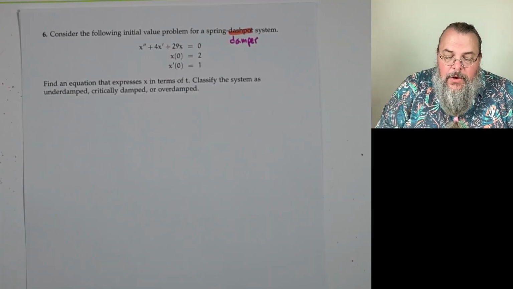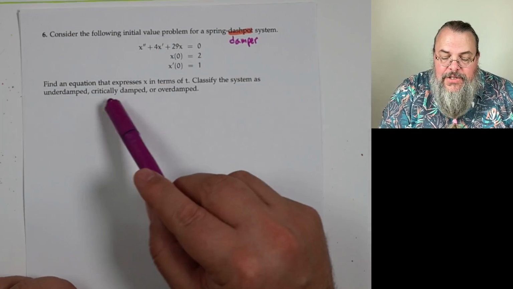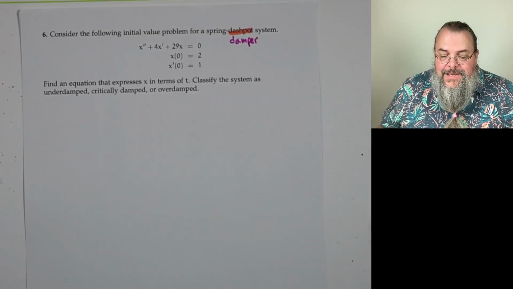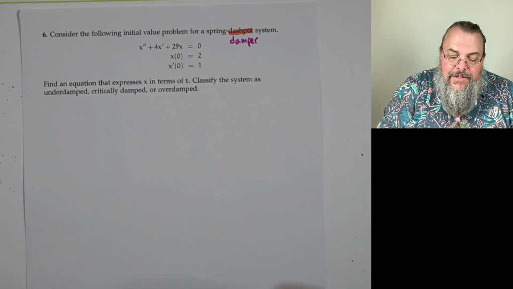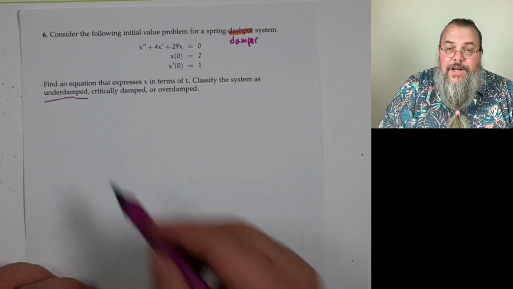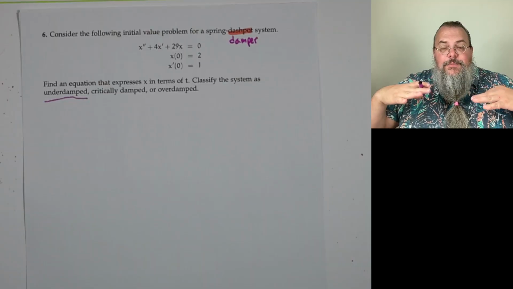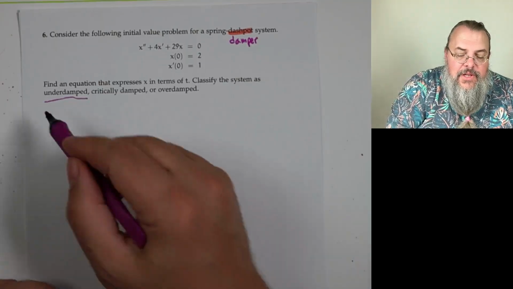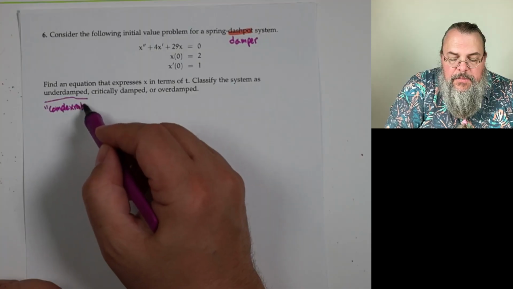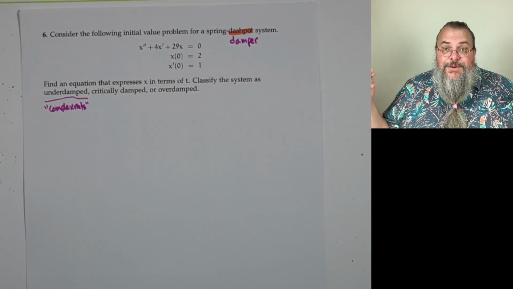All right, so we have a differential equation, we have some initial conditions. Find an equation that expresses x in terms of t. Now that's just a fun way of saying solve. Classify as underdamped, critically damped, or overdamped. Now underdamped says what? Well, it says you still behave spring-like, but there's some damping going on. So this comes from what we'll call complex roots. And we'll see what we mean by roots in just a second. Well, okay, I'll just say it now. Auxiliary polynomial, complex roots.